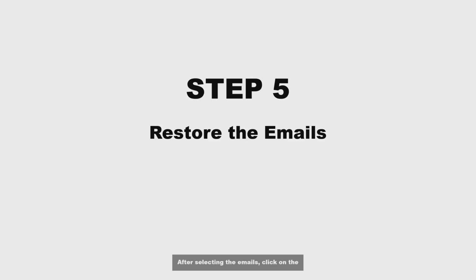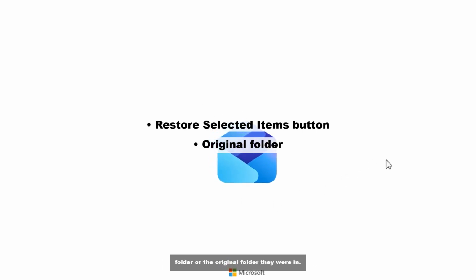Step 5. Restore the emails. After selecting the emails, click on the Restore Selected Items button. The emails will be moved back to your Deleted Items folder or the original folder they were in.